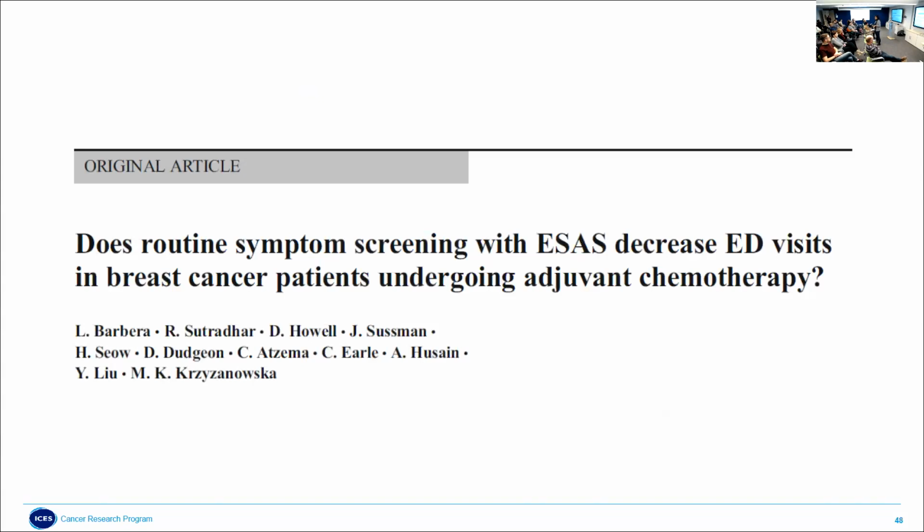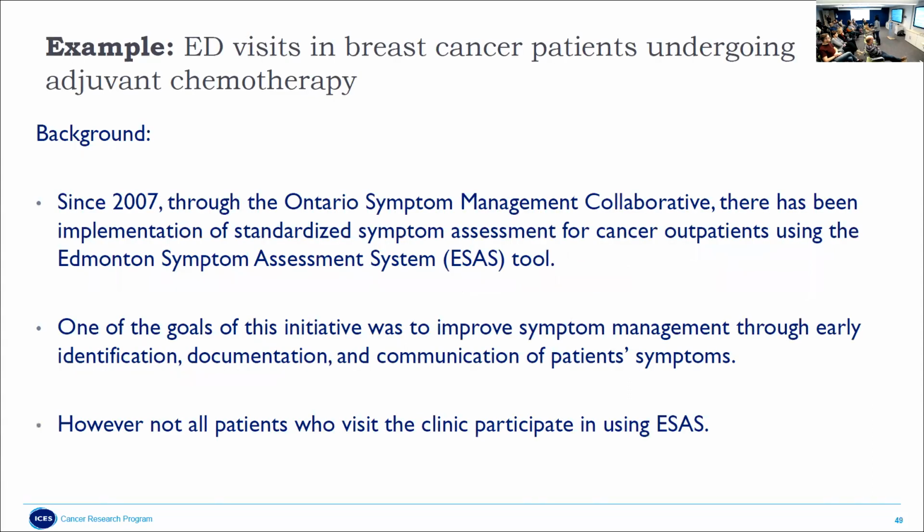So there's 9 symptoms. They get a little survey, and they can actually mark how they're feeling on each of these 9 symptoms. And that's called ESAS, symptom screening. So through this particular initiative called the Ontario Symptom Management Collaborative, basically when people started in 2007, it wanted to really measure symptoms on patients when they went in for their cancer clinic visit. And the goal was really to improve symptom management through early identification and communicating with the patient.